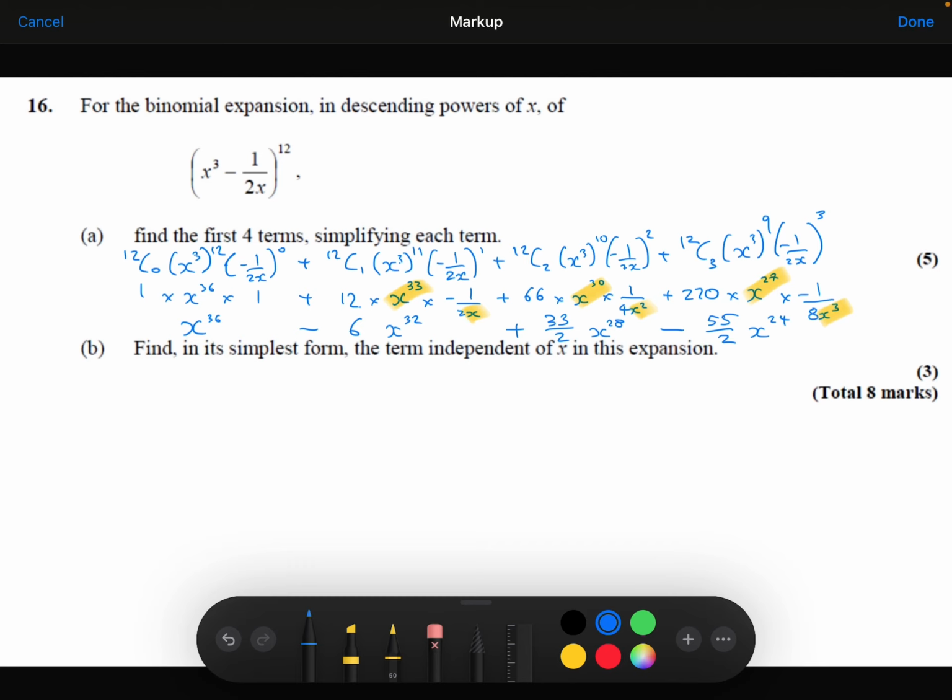Part B. Find in its simplest form the term independent of x in this expansion. So independent of x, that means the term that doesn't have any x in it at all, the term that is just a constant. Now let's think about which term that would be. We can see that the first term in this sequence is x to the power 36, the second term was x to the power 32, then x to the power 28, then x to the power 24, and so on. It's descending powers of x.